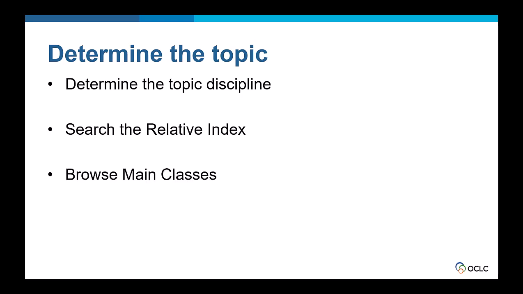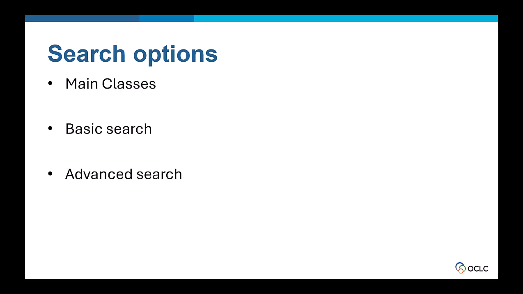There is also the option to browse the main classes to reach the desired topic and discipline. Afterward, you can open a Dewey record from the number in the search result or from the main classes. Then, you can check its content as well as the notes or instructions for using the number. Among the search options in the service are Search by Main Classes, Basic Search, Advanced Search, and Command Search.